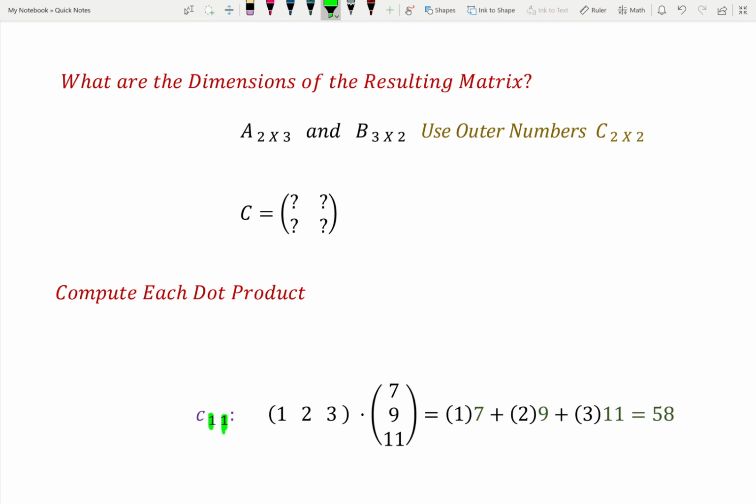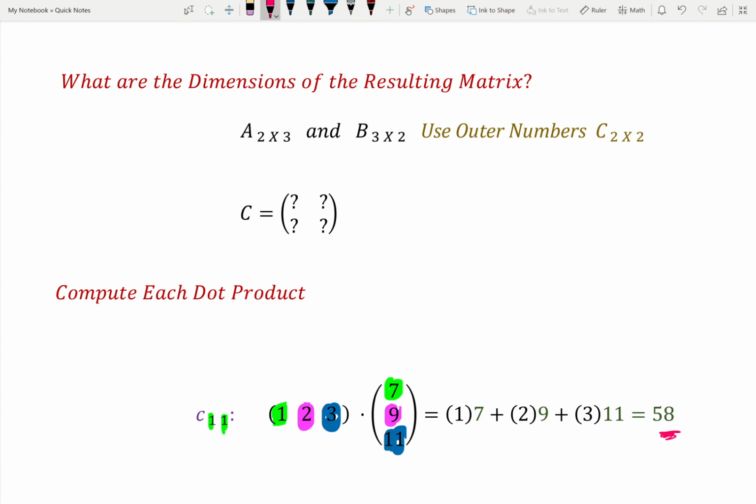So remember how to do the dot product. I multiply each of the same entry, meaning I'm going to take the first terms and multiply them together, and I'm going to take the second terms and multiply them together. And then I'm going to take the third terms and multiply them together. And once I multiply all three of those, I'm just going to take the sum of them. That means my first entry, C11, is going to be 58.